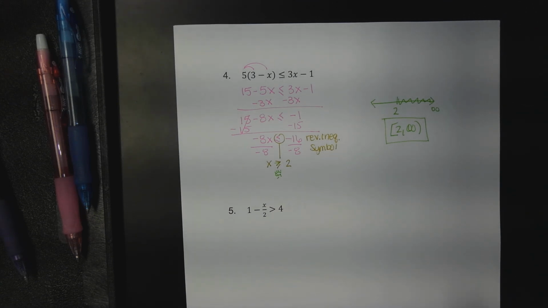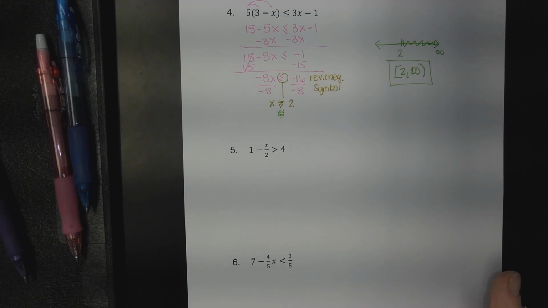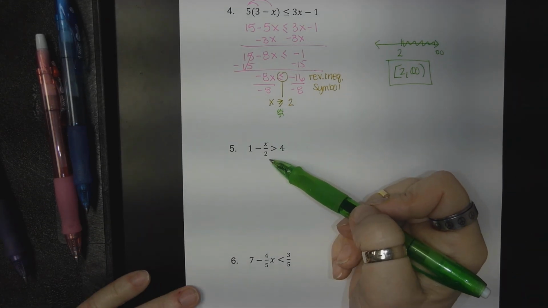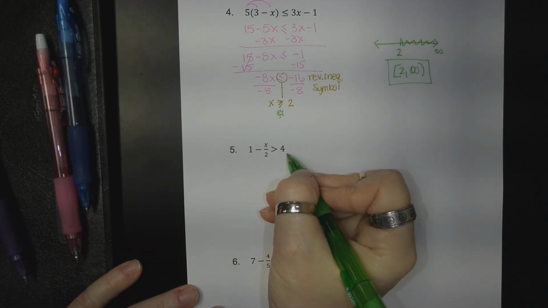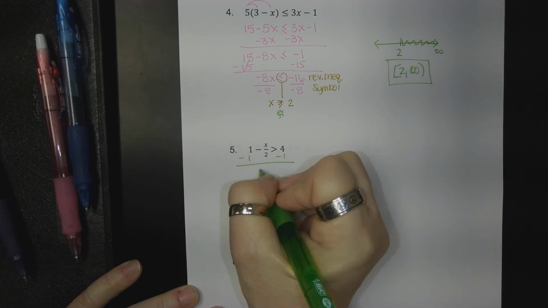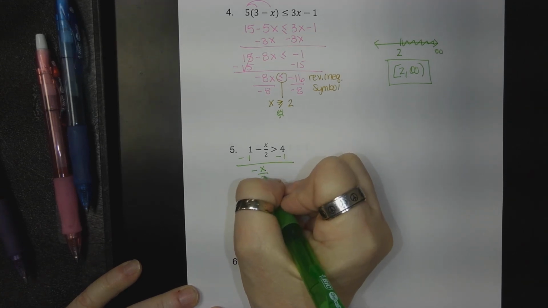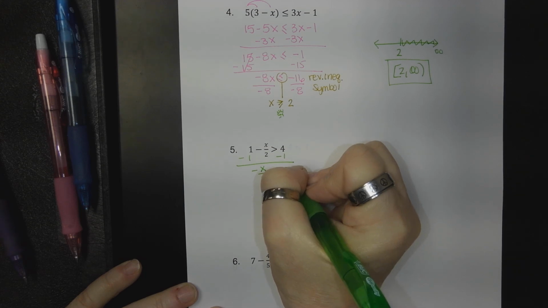All right, number 5. 1 minus x over 2 is greater than 4. So let's subtract this 1 and move him over first. Two is less than 3.